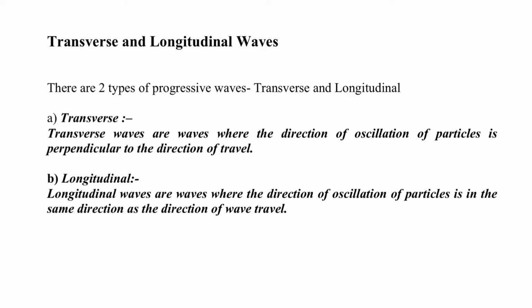So as I was telling you just now, the difference between transverse and longitudinal waves, if they ask you to distinguish between them, what you can do is just state the two definitions. Transverse waves are waves where the direction of oscillation of particles is perpendicular to the direction of travel. Longitudinal waves are waves where the direction of oscillation of particles is in the same direction as the direction of wave travel. But there are other differences as well, so let's look at some of them.